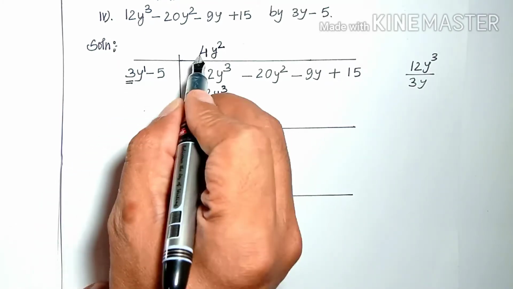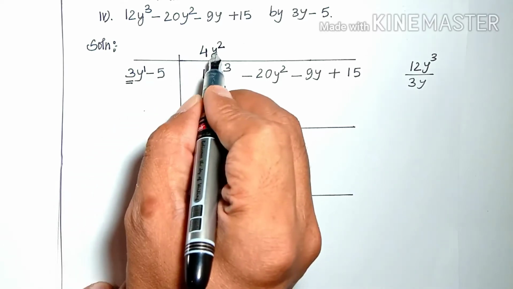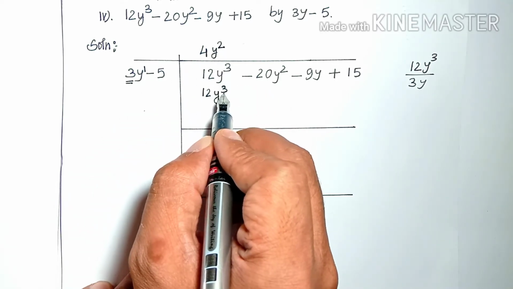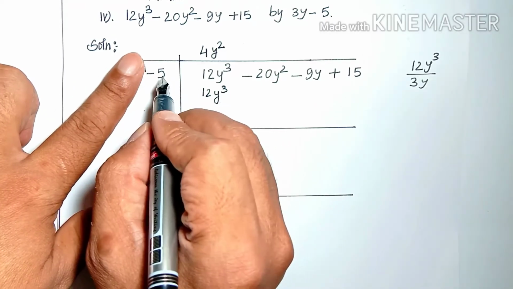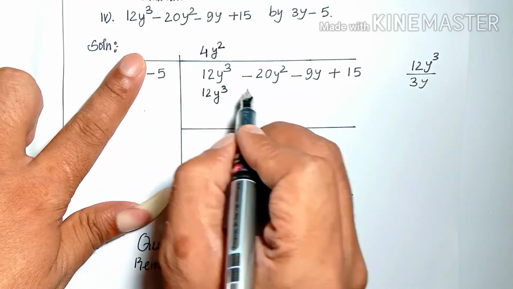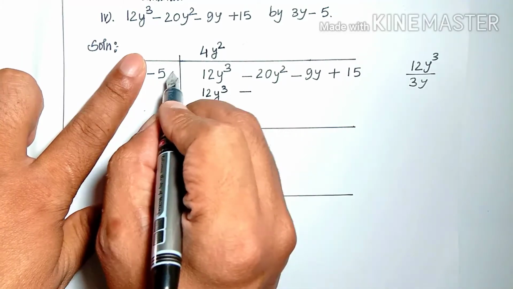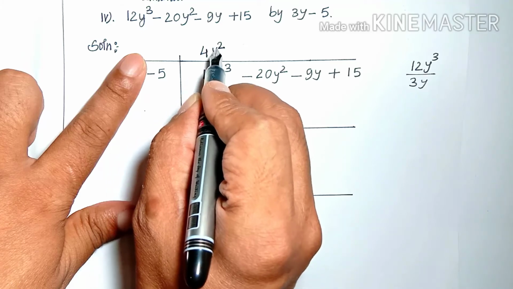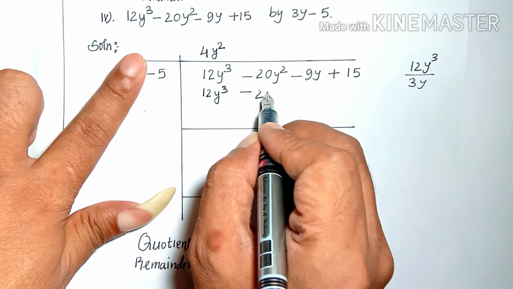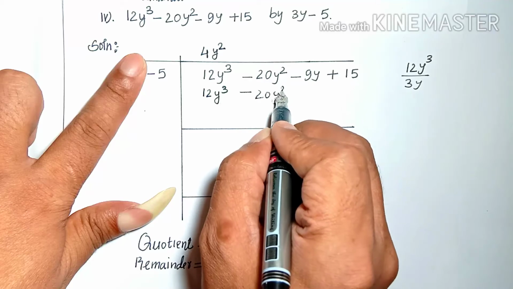That means 3 4s are 12. Y into y square will become y cube. Now that means this term is already taken. Now we can see here minus and plus will be minus. Again, you'll have to multiply these two. 5 into 4, 20y square. So we can label here 20y square.